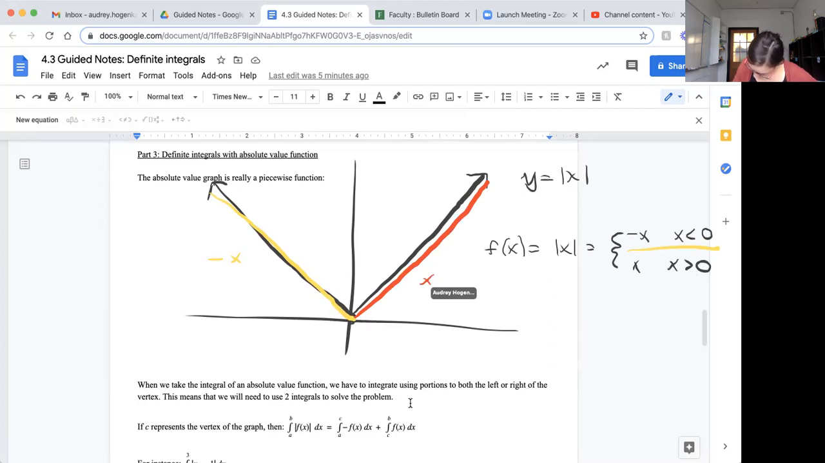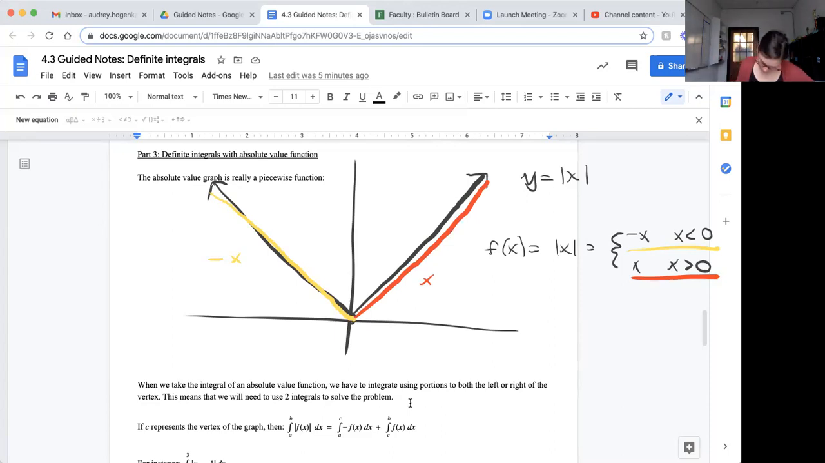Okay, so when we take the integral of an absolute value function, we need to integrate using portions to both the left or the right of the vertex. Okay, and so that means we need to use 2 integrals to solve the problem.